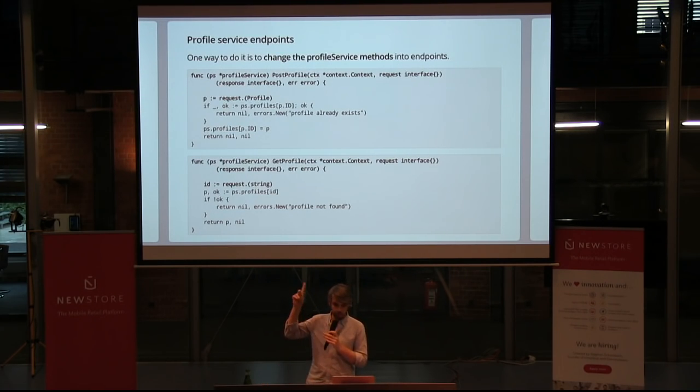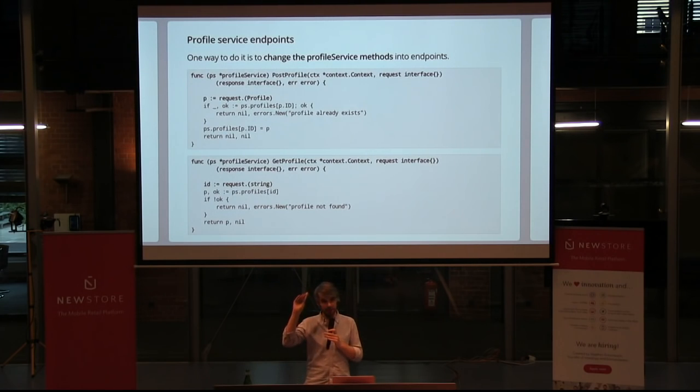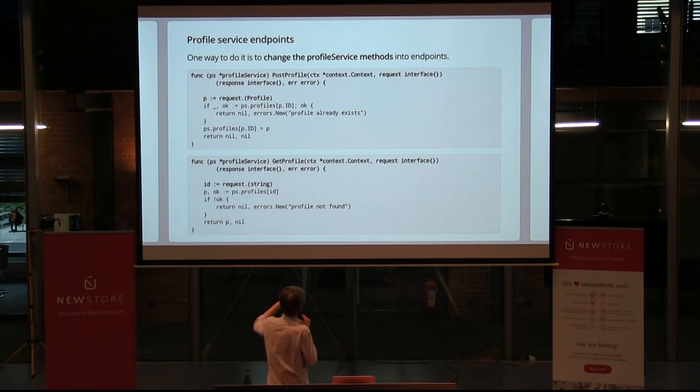That is, change post profile from something that takes a profile and returns an ID or whatever, into something that matches that endpoint definition. And this would work, right? We could convert our request to a profile and go through all this stuff, and similarly with get. This could be one way.